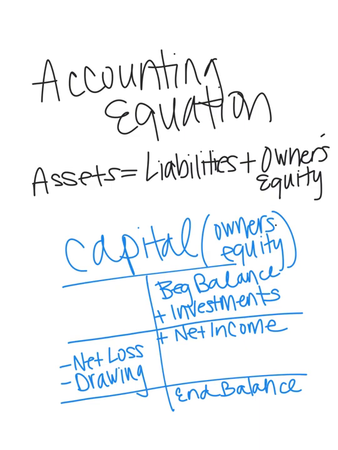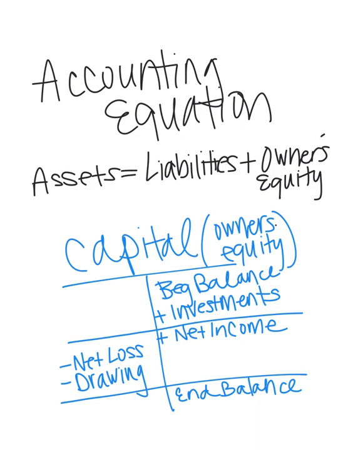So let's also go over the capital account, which remember is the same thing as your owner's equity. You always have to start with the beginning balance, and then you would add in any investments or contributions made throughout the year. Then you would add in your net income if you have an income, but if you don't, you would take out a net loss. You also subtract drawing, and then whenever you add and subtract all of those numbers from your beginning balance, you end up with your ending balance of capital.